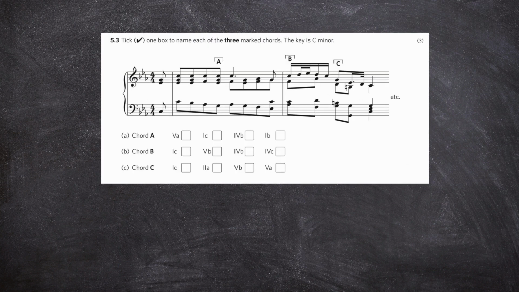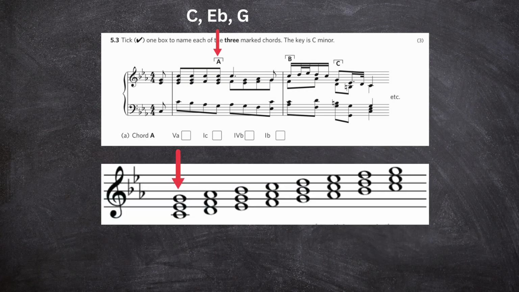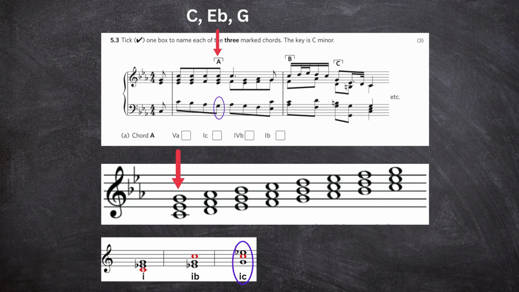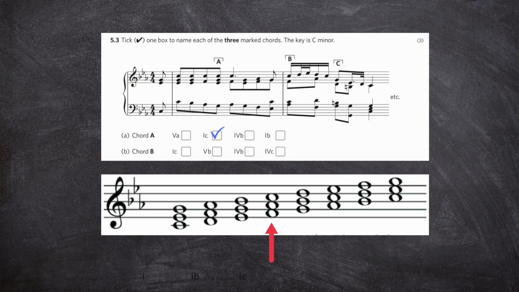Question 5.3. To name each of the 3 marked chords. The key is in C minor. First of all, let's revise the diatonic chords of C minor. In question A, the notes are C, E flat, and G, so it is a tonic chord. The bottom note is G, so it is a tonic chord in second inversion. That is 1 C.